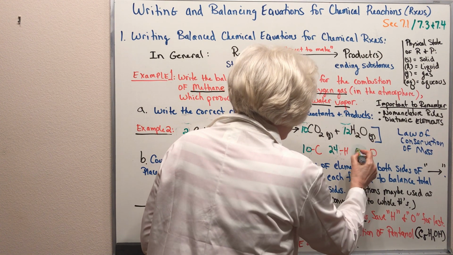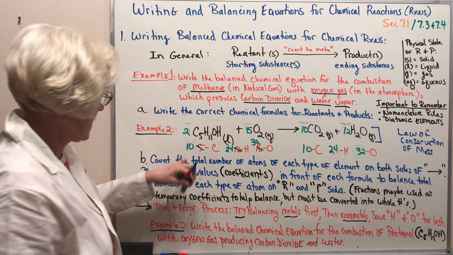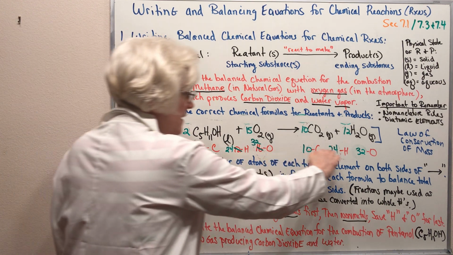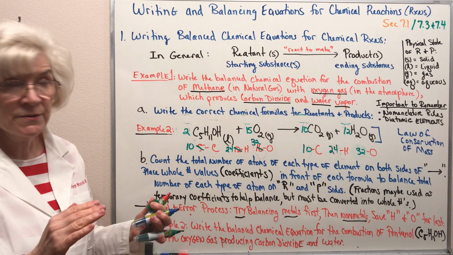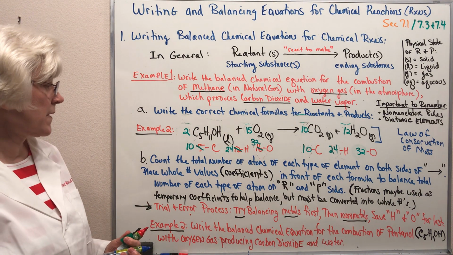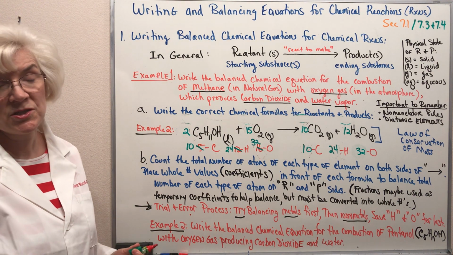So, looking at what we have here, I see that I have balanced the total number of atoms of each type of element on each side of the arrow.